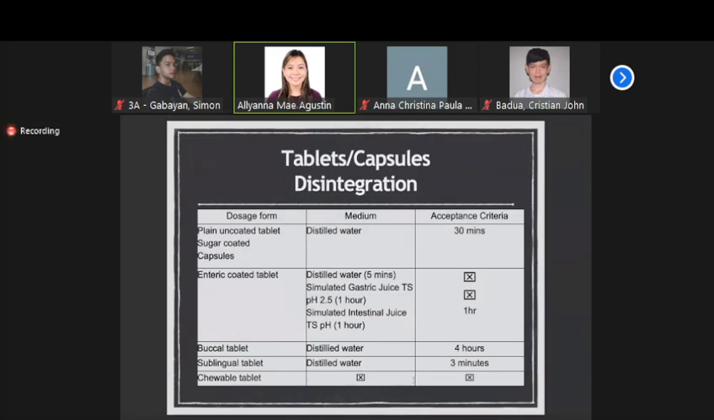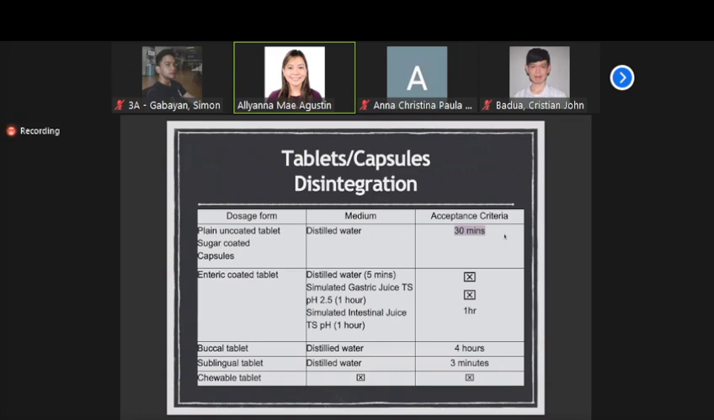Next, we have your specifications for each of the type of dosage form. So we have your plain uncoated and sugar-coated and capsule. So mga conventional dosage forms. So acceptance criteria, dapat mag-disintegrate na sila by 30 minutes.